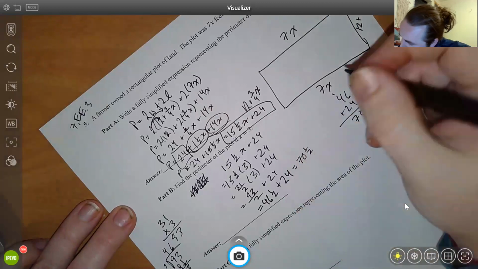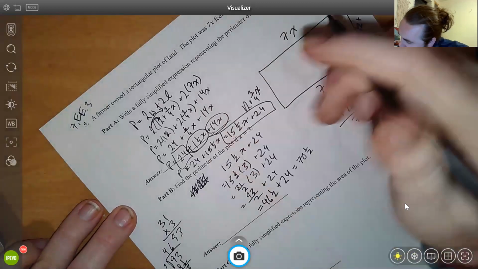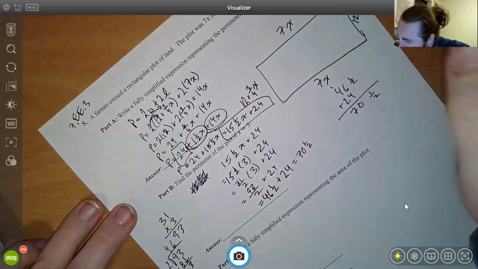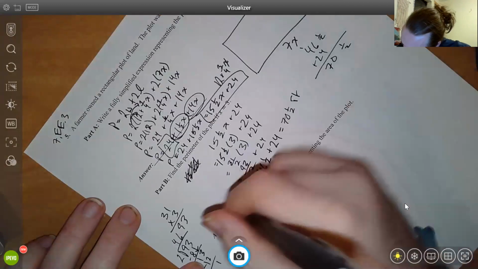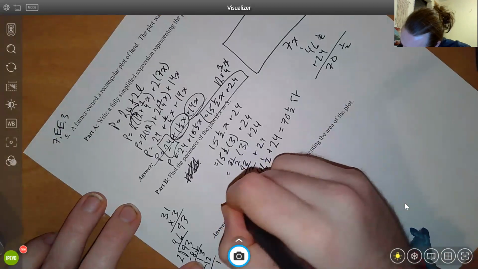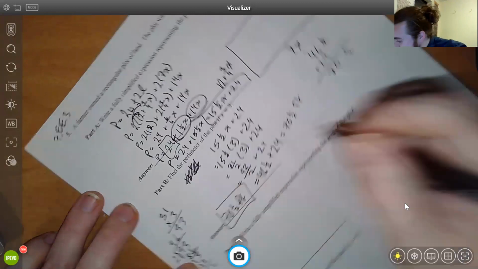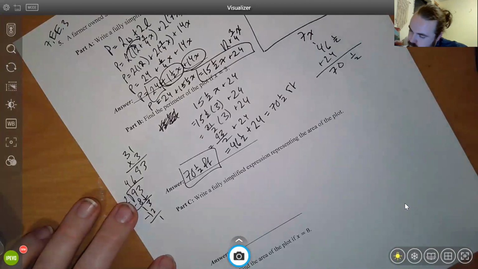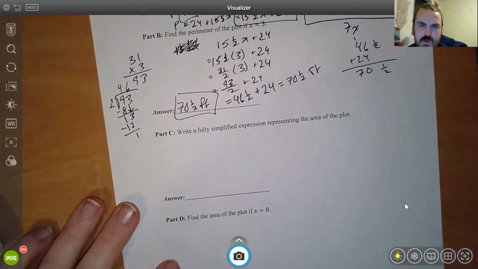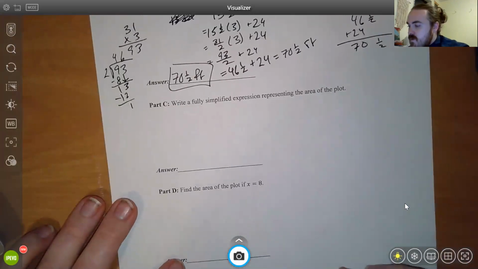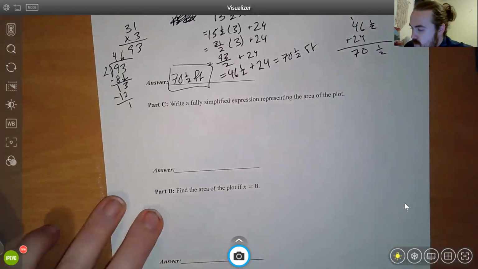And what's my unit? Feet. Remember, perimeter is just feet. Whether you write 70.5 feet or anything like that, that's absolutely fine. It should be 70.5. All right, lastly, and this is the toughest part, area.